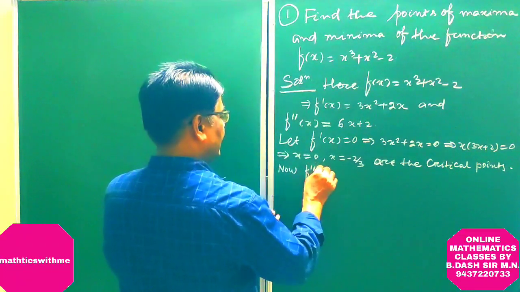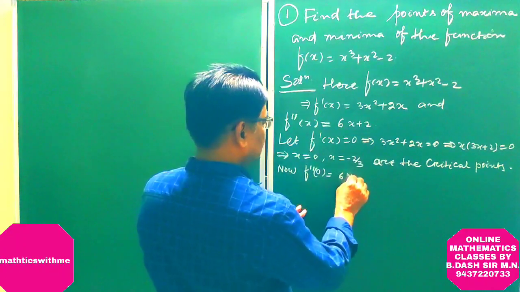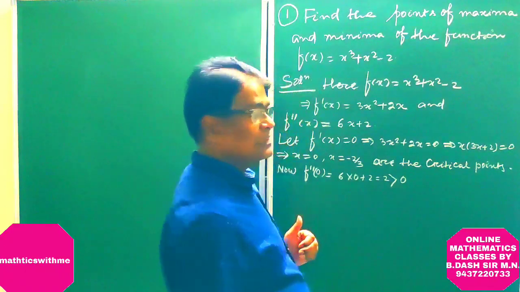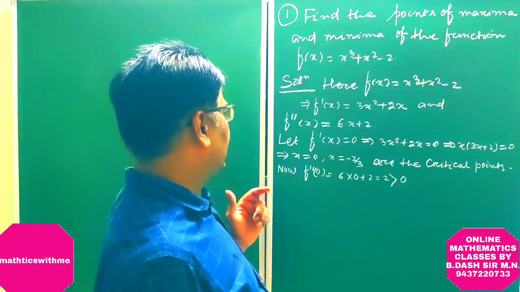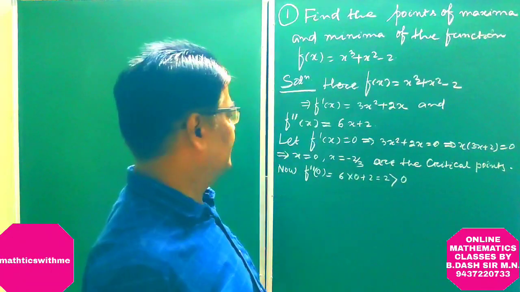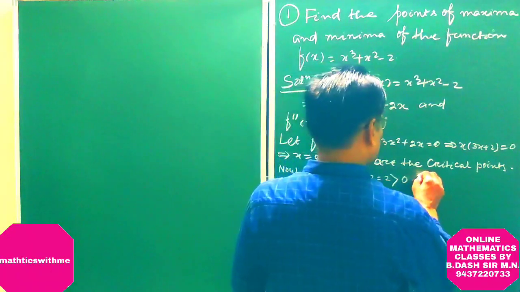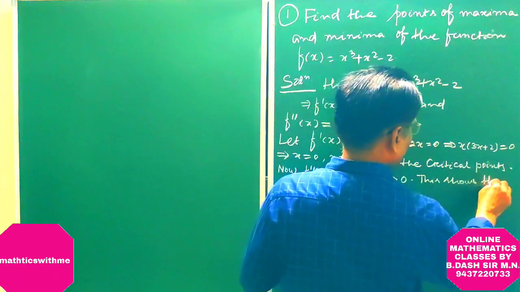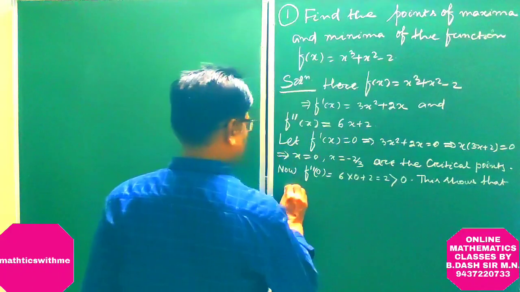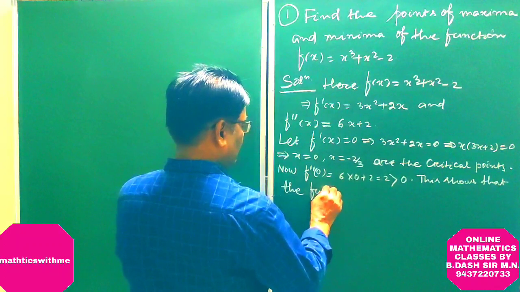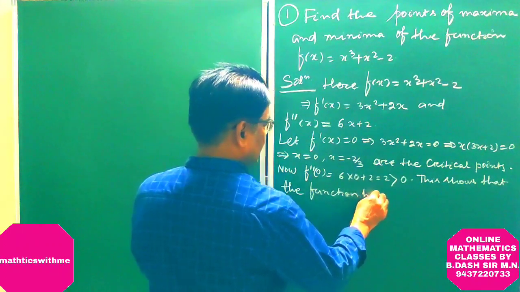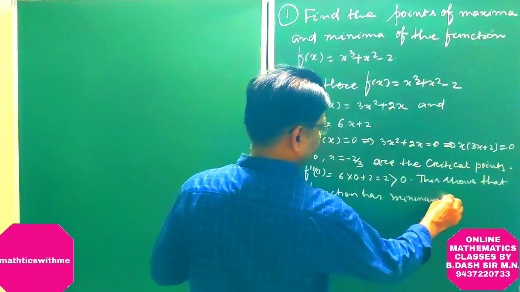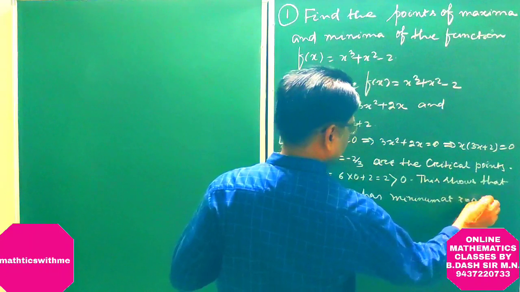Now f double dash of 0 is 6 into 0 plus 2, which is equal to 2, greater than 0. So here at x is equal to 0, f double dash of 0 is positive. This shows that the function has minimum at x is equal to 0.